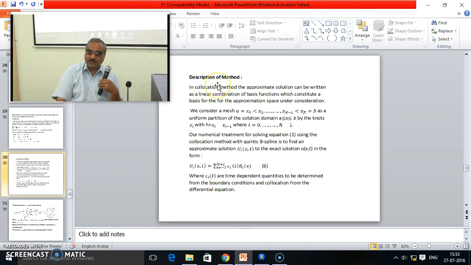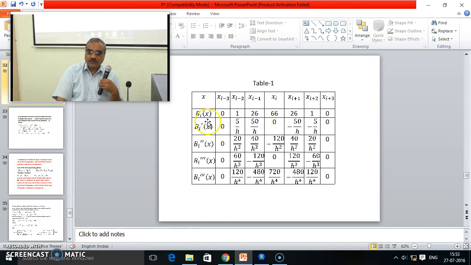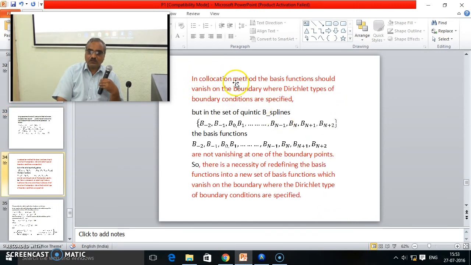Description of the method is similar to what we have already discussed for cubic B-splines. Quintic B-spline is defined in this way. Here we find different derivatives, first, second, third and fourth for quintic B-splines. Now we approximate equation 6 by using quintic B-splines. We get equation 7.